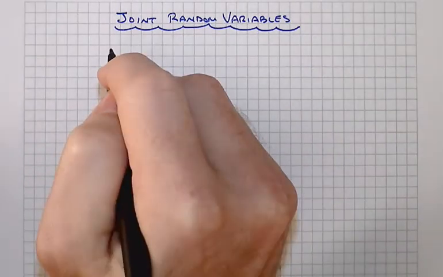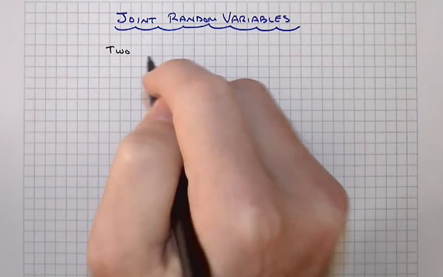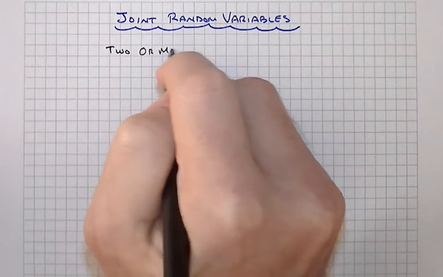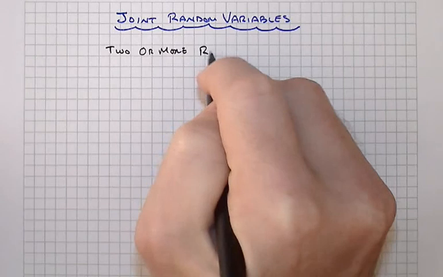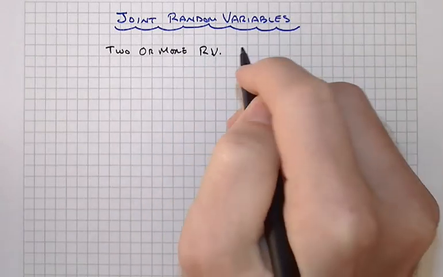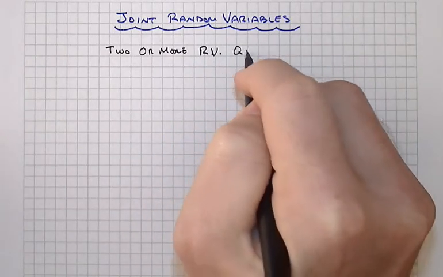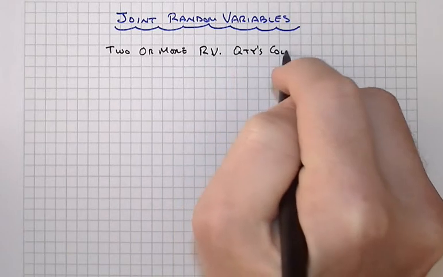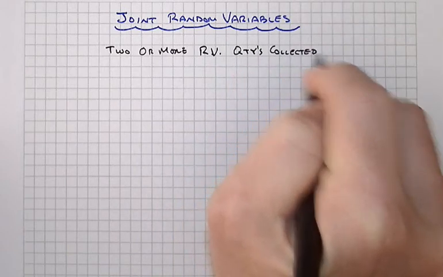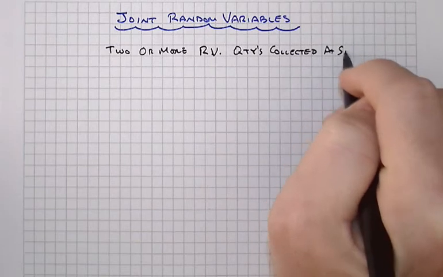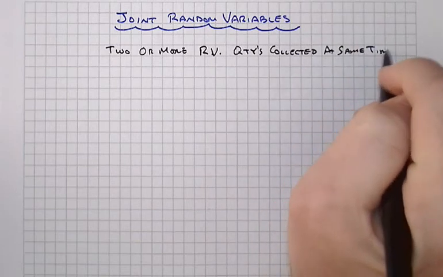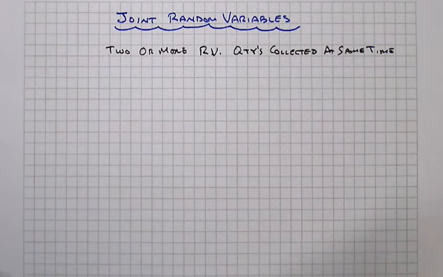There are many times where we're interested in two or more random variables having their quantities collected at the same time. Some of the obvious examples just from everyday life might be, if you're in the medical profession, you might be looking at height, weight, and gender being collected simultaneously.